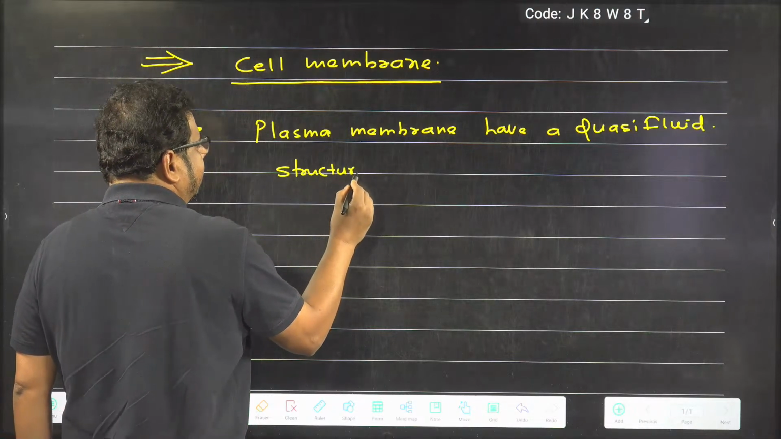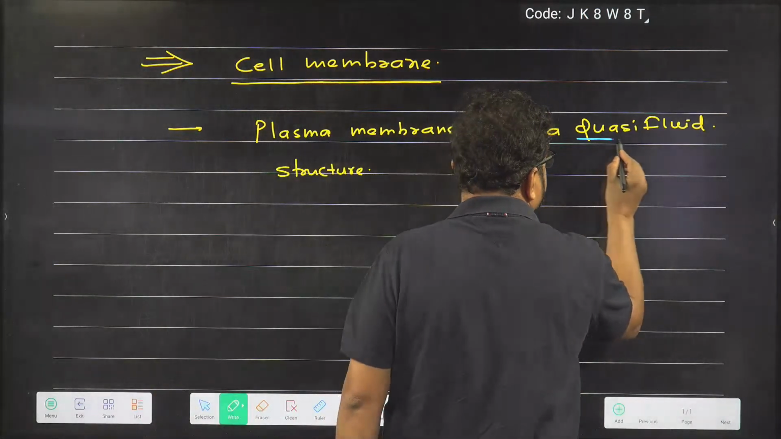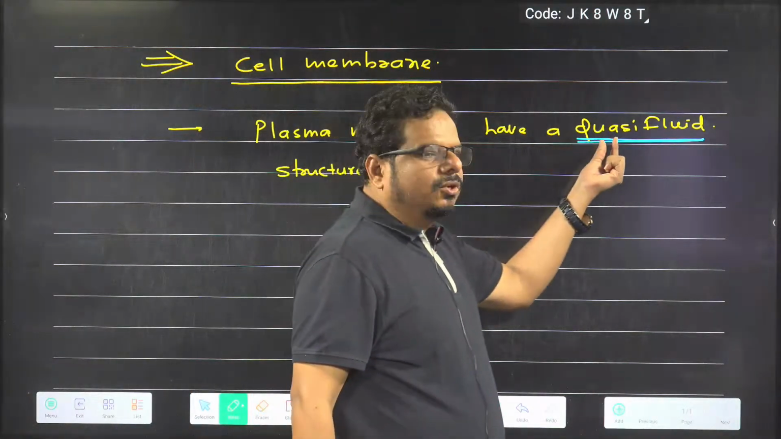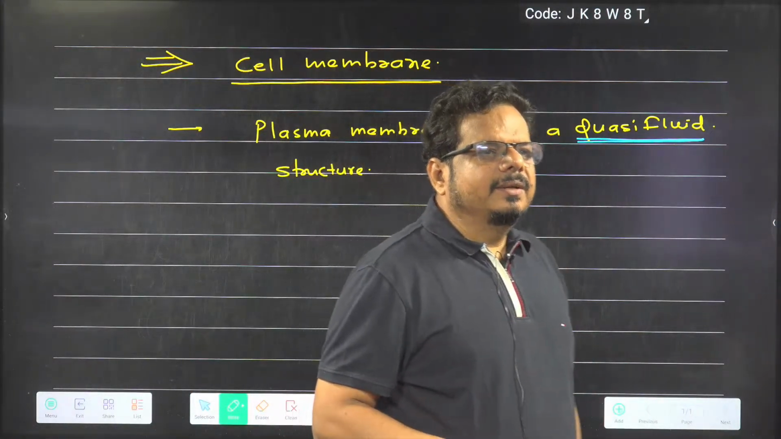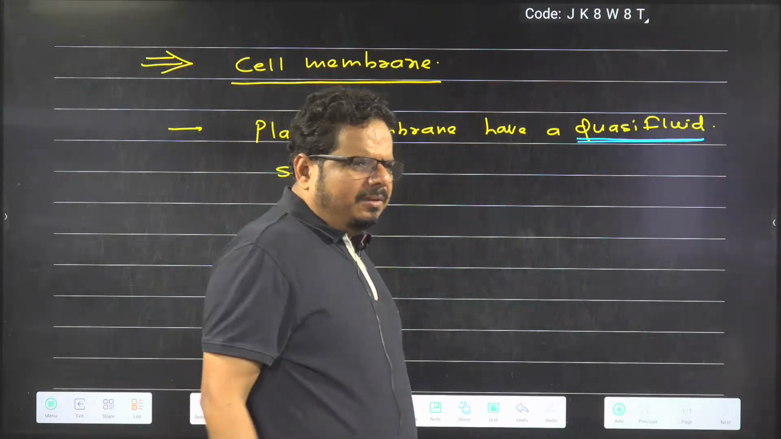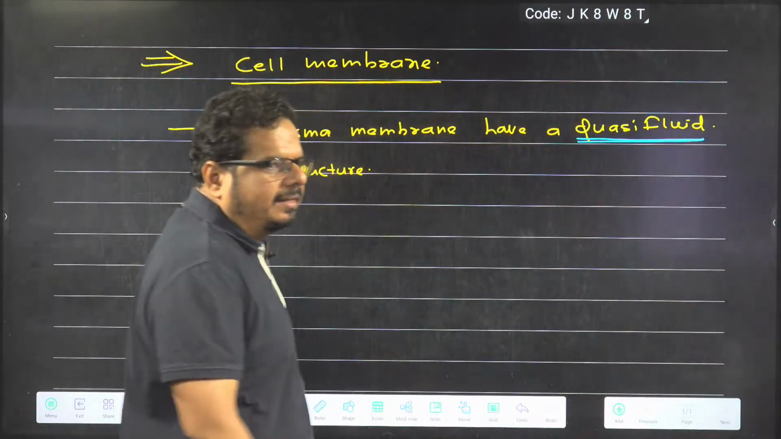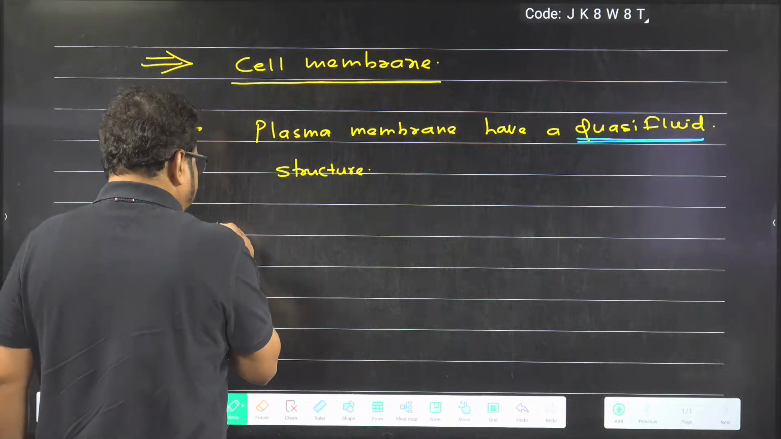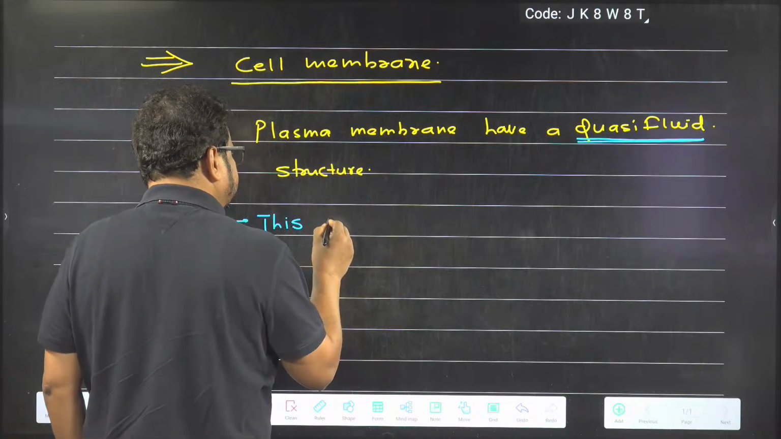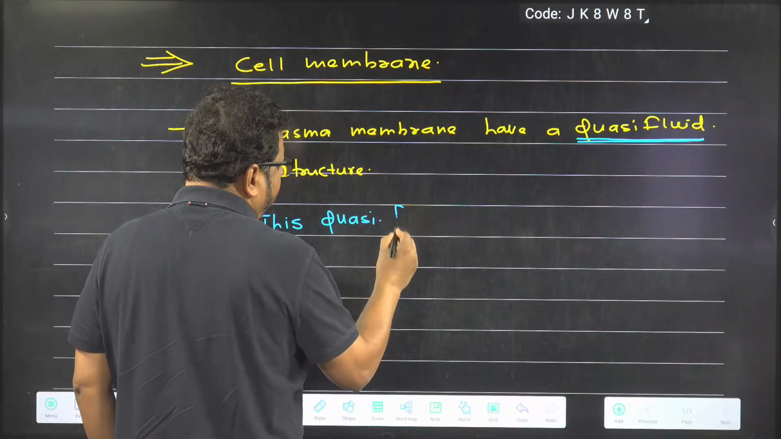Now a question arises, what is the meaning of quasi fluid? You can say it is something that will remain partly solid and partly liquid, not completely liquid. Like honey, or jelly, more on the liquid side of jelly. Honey like you can say is better. The plasma membrane has a quasi fluid structure, and this quasi fluid nature is due to the phospholipid bilayer.